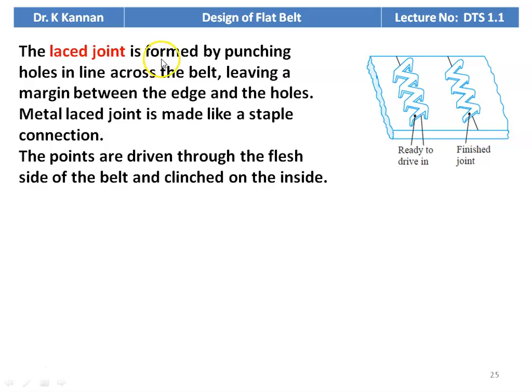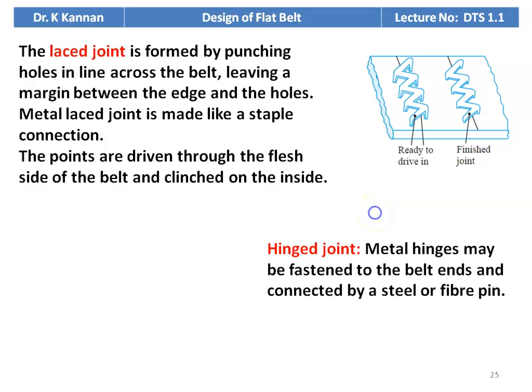Laced joint is formed by punching holes in line across the belt, leaving margin between the edge and the hole. Metal laced joints are made like a staple connection. The points are driven through the flush side of the belt and clinched on the inside. So this is the laced joint. We have the metal laces inserted in the holes cut on the belt material. With some margin, we drill the hole and insert the metal laces.